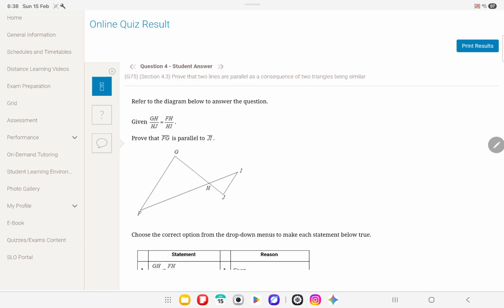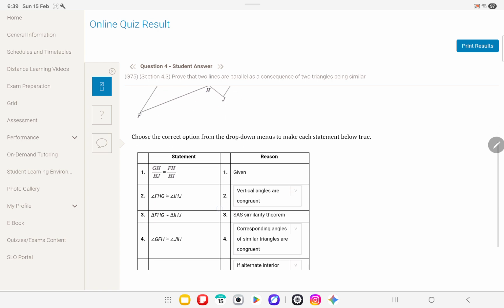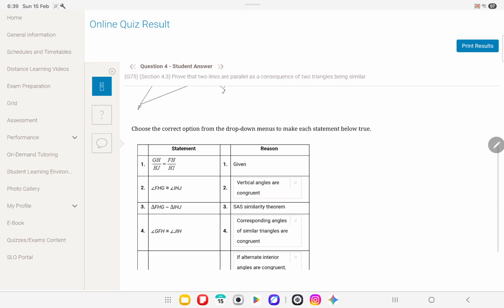Here we have statements and reasons. So let's see. They're giving us that GH over HJ is equal to FH over HI. That's given right here.